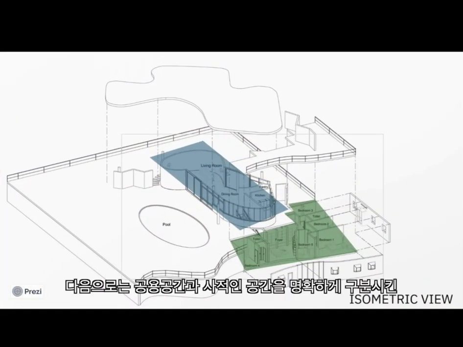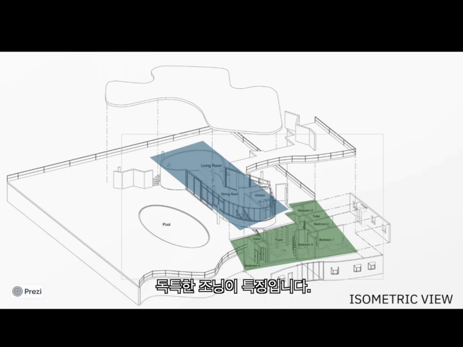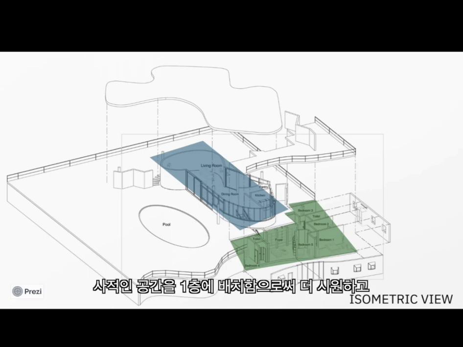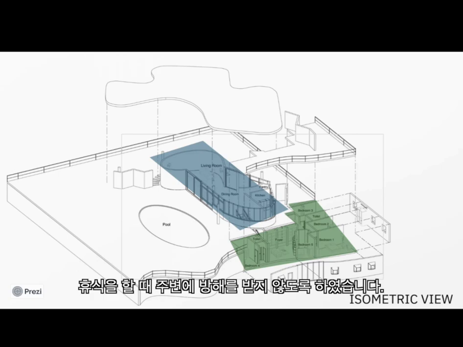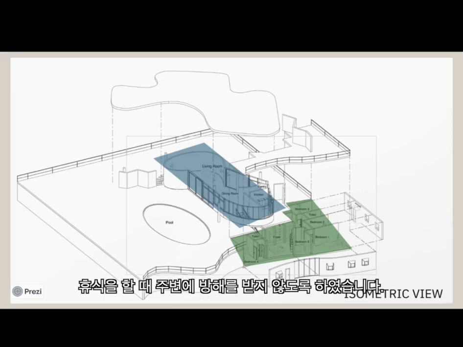Next, it features a unique zoning that clearly separates common and private spaces. The common space is placed on the first floor, made of glass to make it look like an open space, and the private space is placed on the ground floor so that it is cooler and does not interfere with the surroundings when resting.